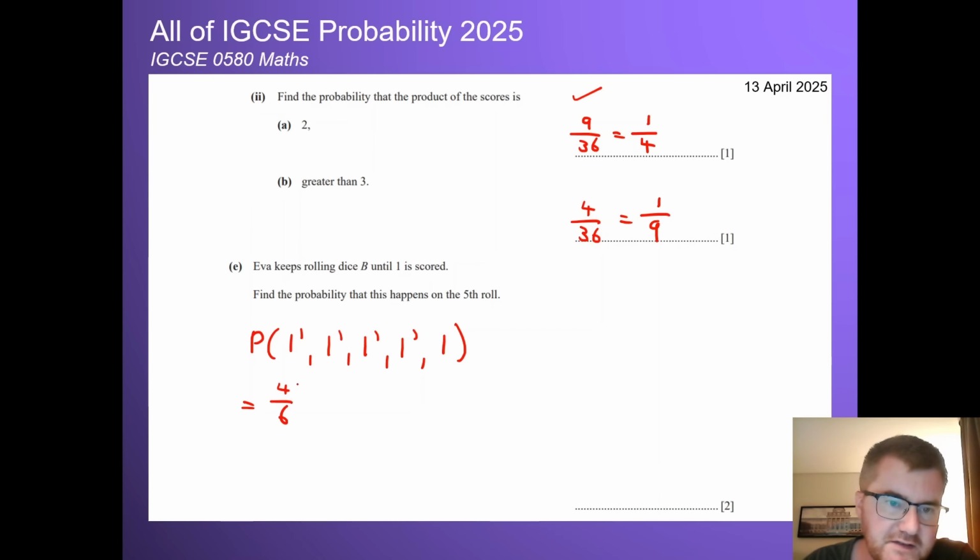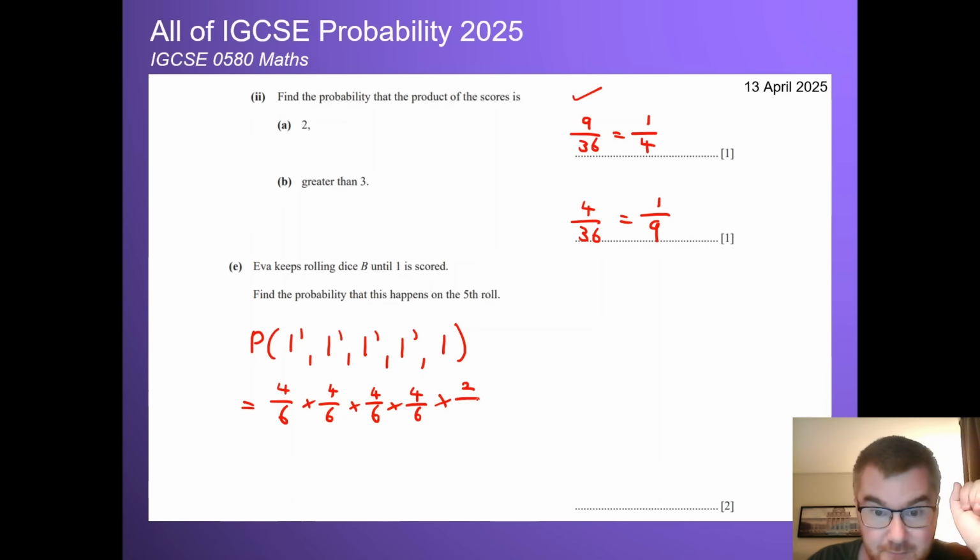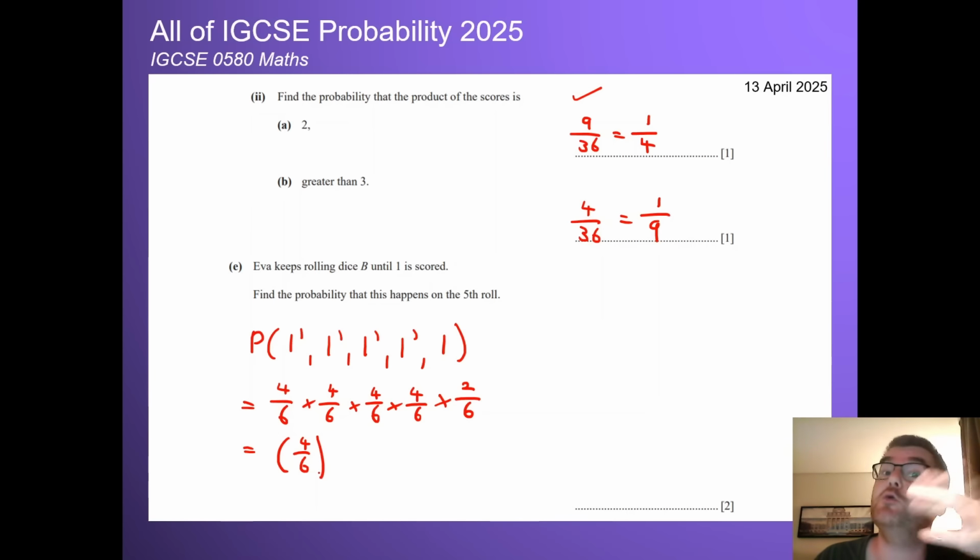So we're going to do 4 out of 6 times 4 out of 6 times 4 out of 6 times 4 out of 6, and finally we get what we want, which is the 1. So 2 out of 6. Now notice we're timesing by itself 4 times, so we can actually write this in a much more neat way.